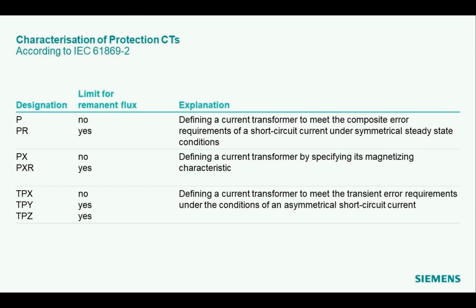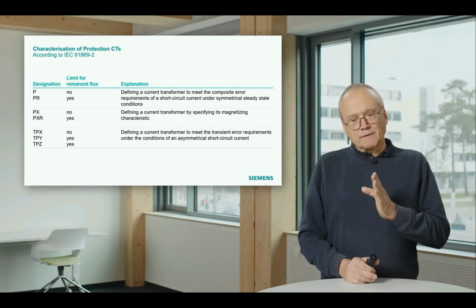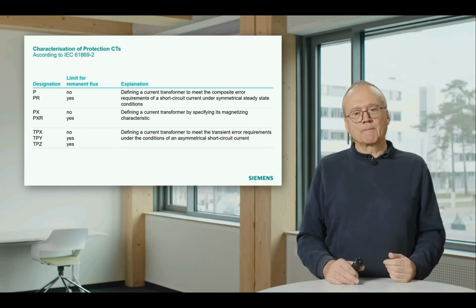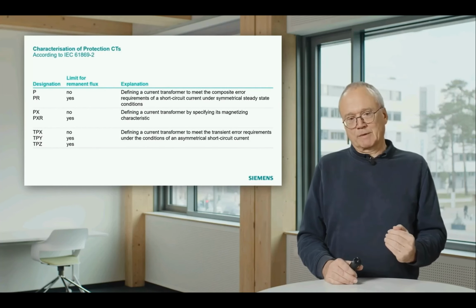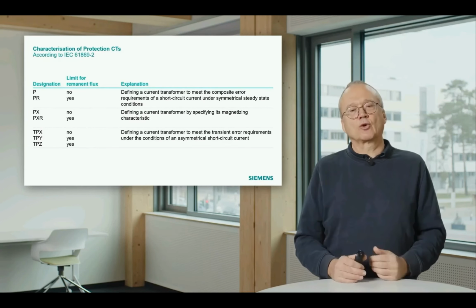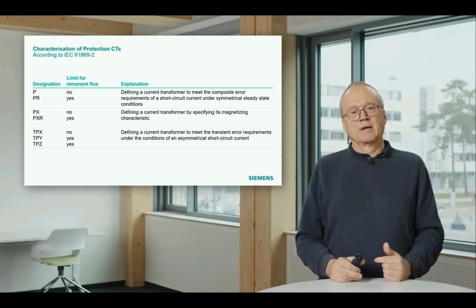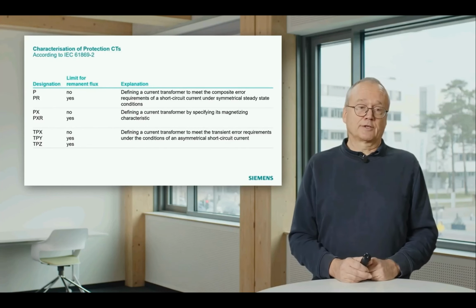Some of these current transformers, those with the R at the end, PR, PXR, and also TPY and TPZ, are designed a little bit differently. They have a small air gap. That means they typically have a split core with a small air gap, and with that you can reduce the remanent flux. So they are a bit more expensive because you have to split the core, but they have the advantage of a significantly reduced remanent flux.